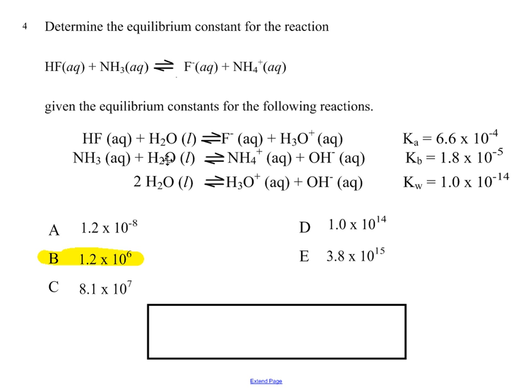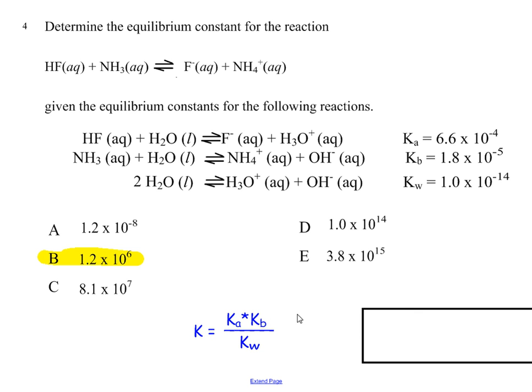If I then flip the last equation and add it to the sum of the previous two, I end up with the equation at the top. That means I take my Ka multiplied by my Kb, because when we add equations, we multiply equilibrium constants. And because I flipped the last equation, I divide by Kw. That gives me an answer of B.